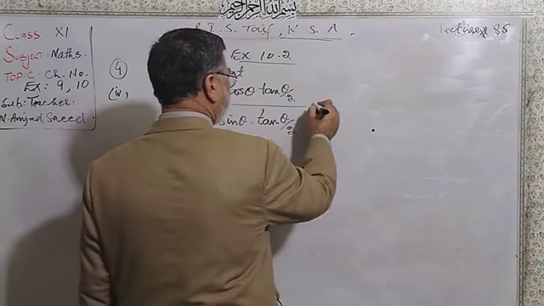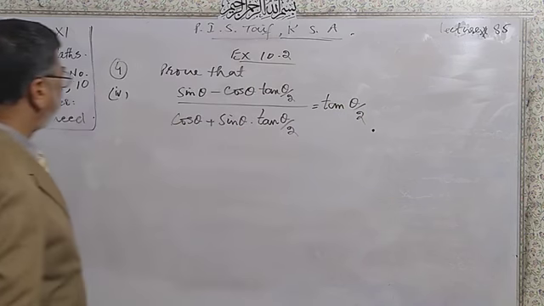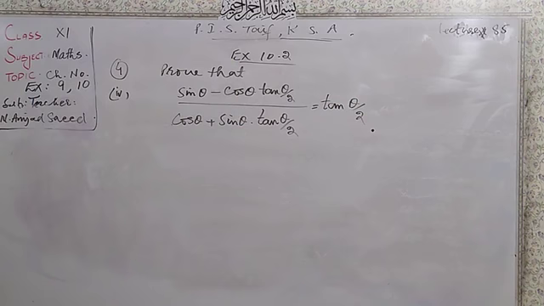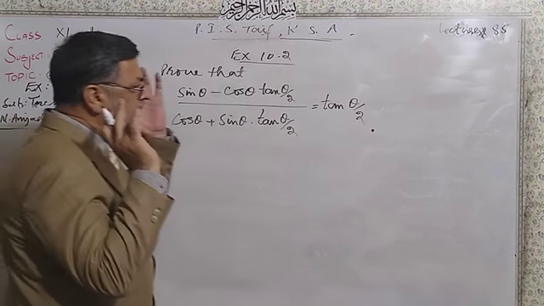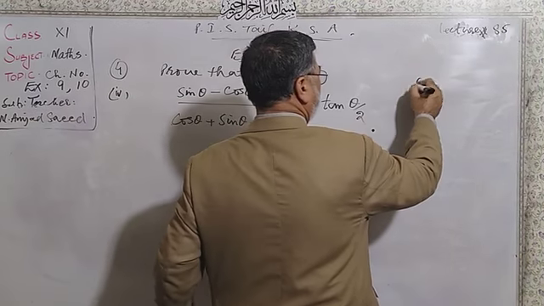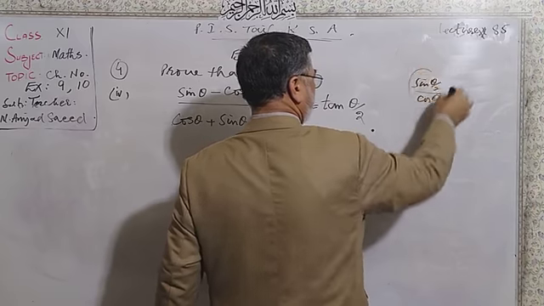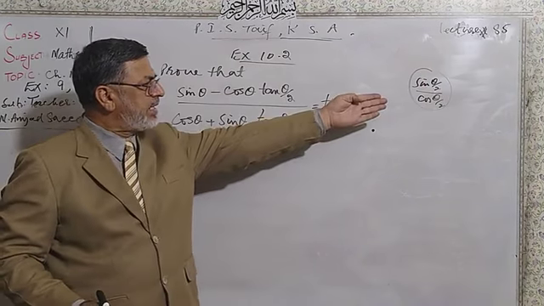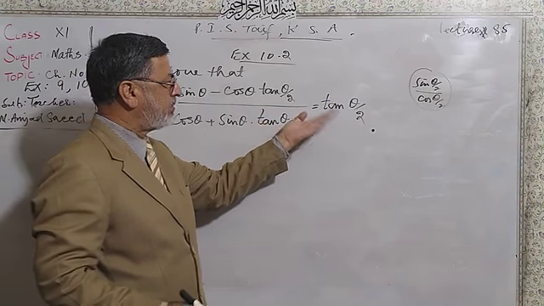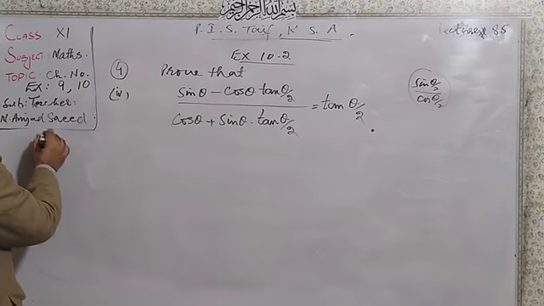That will be equal to tangent theta by 2. Dear students, we have left hand side. We have to prove that this is right hand side, and keep in mind that right hand side is actually sin theta by 2 over cos theta by 2. This is your right hand side. If you break this right hand side, sin theta by 2 over cos theta by 2, it is same as tangent theta by 2. Taking left hand side.